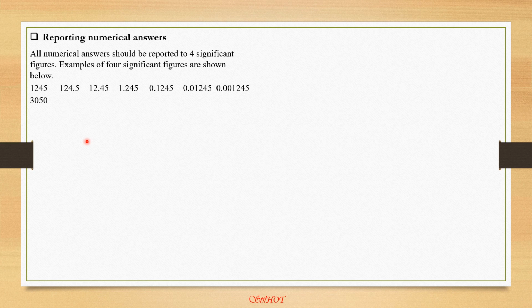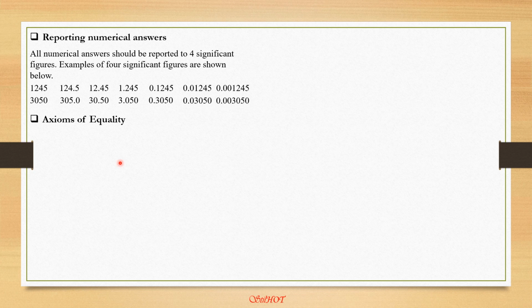Another example would be 3050 or 305.0, 30.50, 3.050, 0.3050, 0.03050, and 0.003050. So those are 4 significant figures.